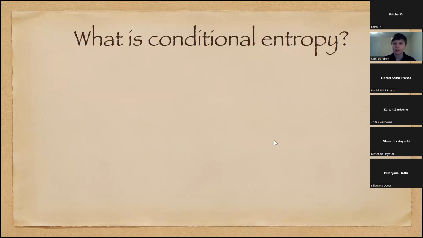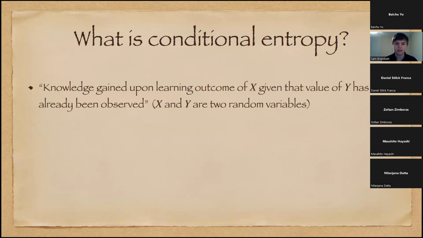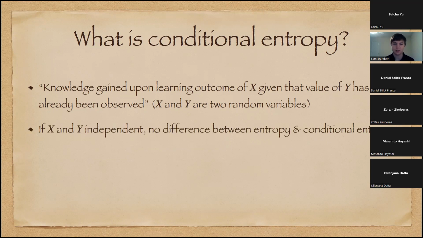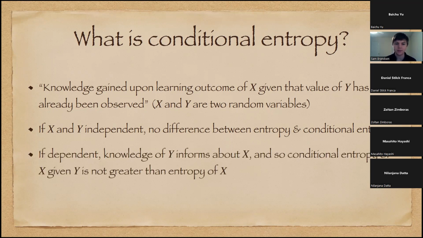We can now move into what conditional entropy is. Conditional entropy refers to the knowledge that we gain of outcome X, given that the value of Y has already been observed. So if X and Y are two random variables, the conditional entropy of X given Y is how uncertain X is, given that you have knowledge of Y. And if X and Y are independent, knowing Y doesn't tell you anything about X. And so in this case, there will be no difference between entropy and conditional entropy. But in general, if X and Y are not independent, your knowledge of Y might inform your knowledge of X, and so might decrease your uncertainty of X. And so conditional entropy of X given Y cannot be greater than the entropy of X.